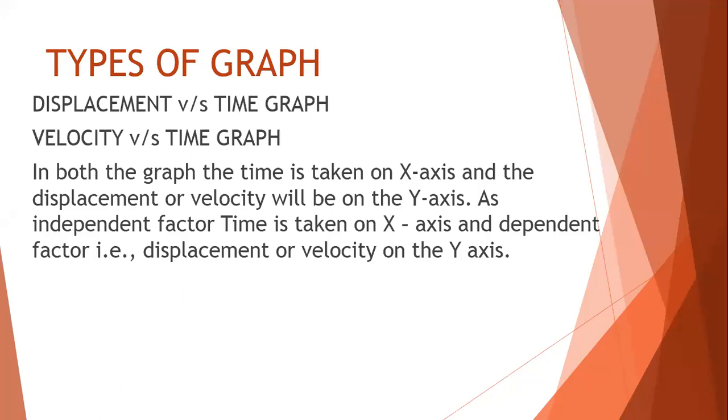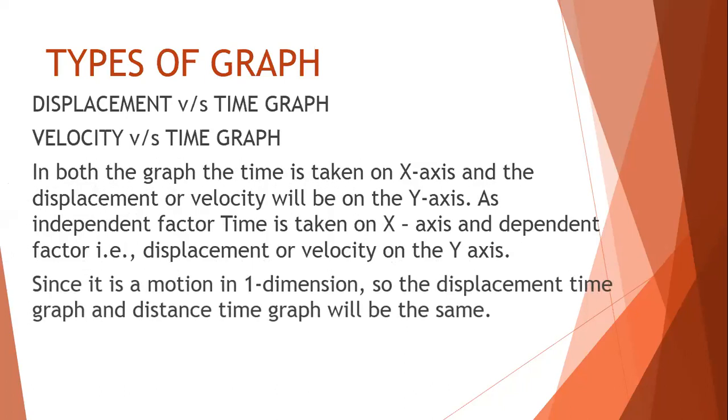It is not going to happen that the object has to displace and then the time will move ahead. No, whether the object is displacing or not, the time will keep on moving ahead. So time is independent. It does not depend on displacement, but displacement depends on time. The same is the case with the velocity versus time graph: time is again independent, but velocity depends on time. So time in both graphs will be on the x-axis, and displacement and velocity respectively on y.